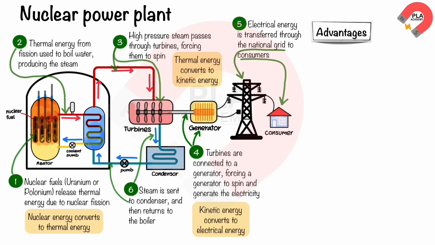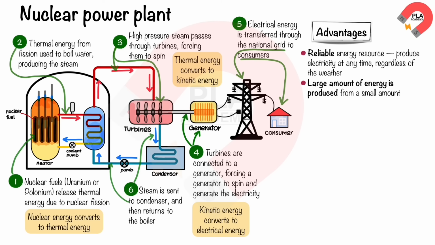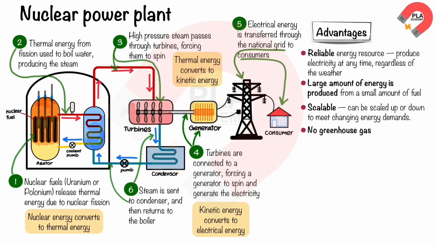Here are some of the advantages of nuclear fuel power plants. Reliable energy resource. Nuclear fuel power plants can produce electricity at any time, regardless of the weather. A large amount of energy is produced from a small amount of fuel. Scalable. Nuclear fuel power plants can be scaled up or down to meet changing energy demands. No greenhouse gas emissions. Nuclear power plants do not produce greenhouse gases or other pollutants.